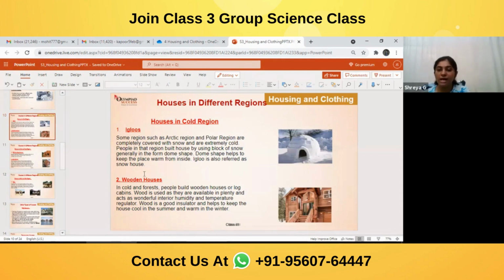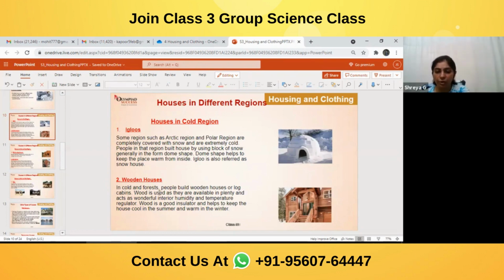Igloo is referred to as a snow house. Okay, so which is a snow house? Igloo is the snow house. Where is it built? It is built in the very, very extreme cold environments like your polar regions, Arctic regions. Clear? Next type of house in the cold regions that are found are the wooden houses.